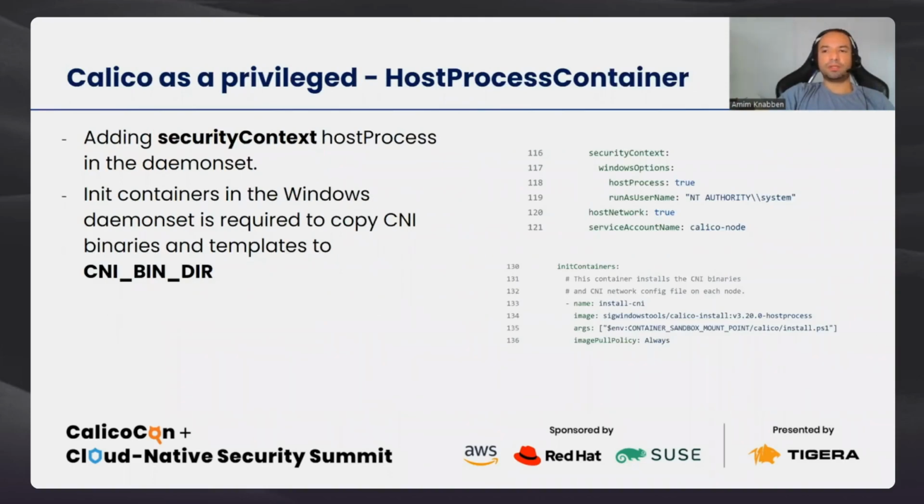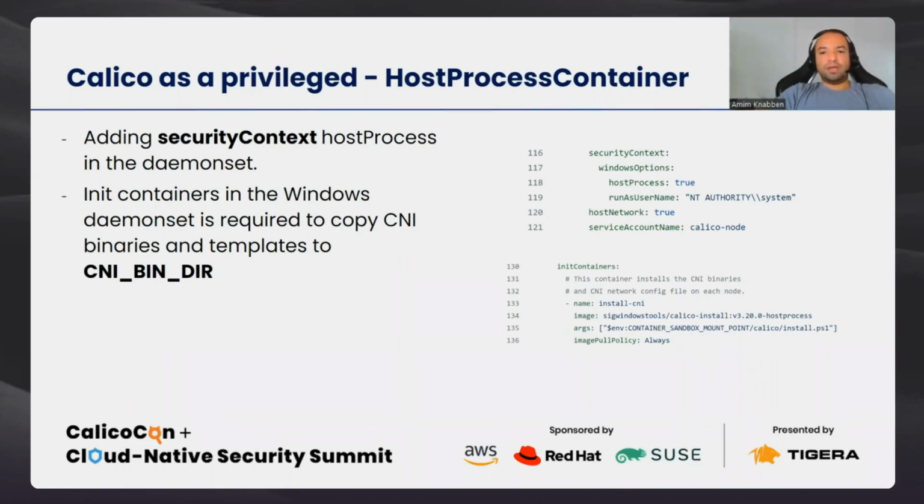The other way to run Calico inside a cluster, and this is the modern way to do that and the most Linux parity way to do that, is to run Calico as a privileged container, as a host process container inside the Windows. It's required to add the security context host process in the daemon set. Security context will have host process equal to true in the Windows options. This will enable Calico to run as a process inside the Windows, but the lifecycle is still managed by Kubernetes. You need to set host network equals true as well, so the IP of the Calico will be the same IP of the node that it's running.